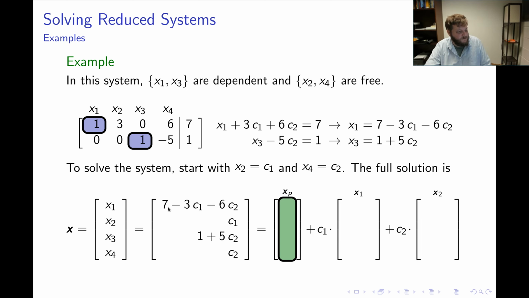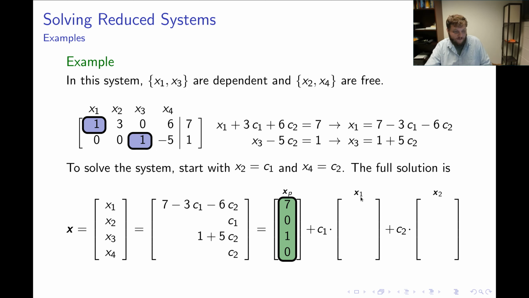And in this case, in the first coordinate, I have a 7. In the second coordinate, there's no terms without a c, so that will be a 0. In the third coordinate, I have this 1, and then in the fourth coordinate, there's no term without a c, so that coordinate will equal 0. So my x sub p here is 7, 0, 1, 0.